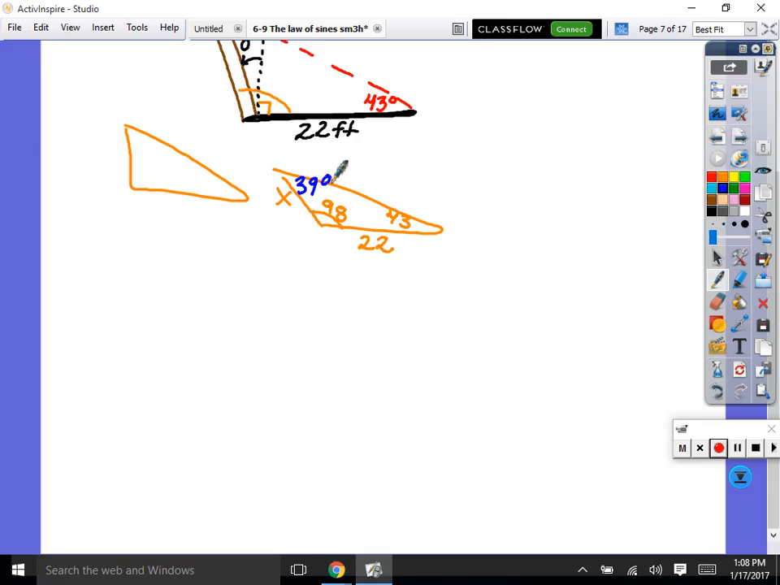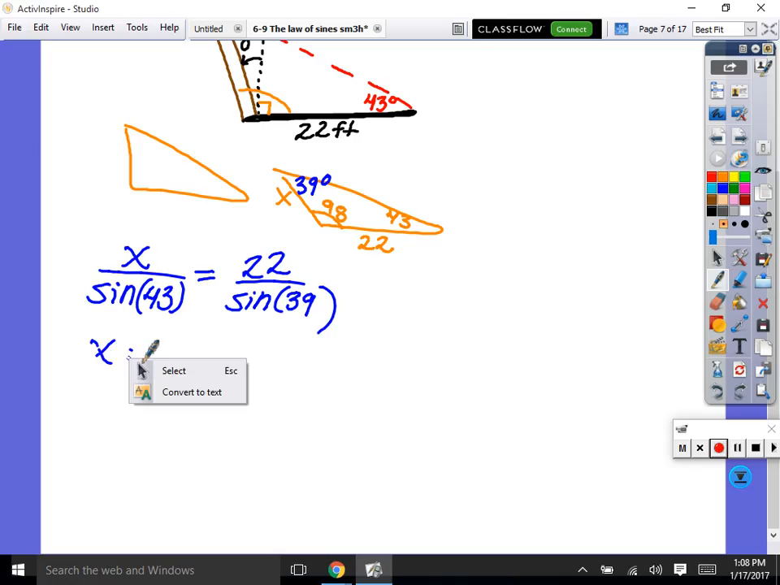39 degrees. So now, what am I solving for? X. So let's start with that. X over sine of the angle across from it, which is 43, equals, since we have this side and that angle, that's why I had to find it, 22 divided by sine of 39. And now it's just algebra to get x alone.